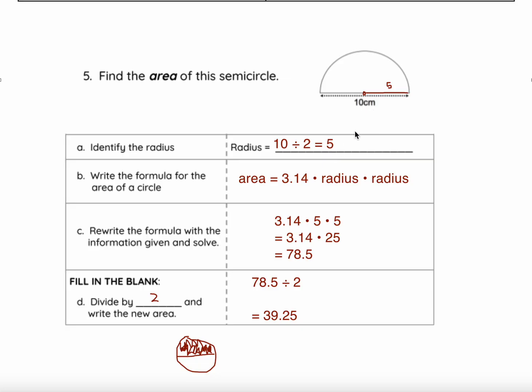We need to add units though. In this case, the units given are centimeters, so we can write cm. And since we're finding the area, we need to make it squared because we always count the area in square units. So our final answer is 39.25 centimeters squared. Let's move on to page 2.